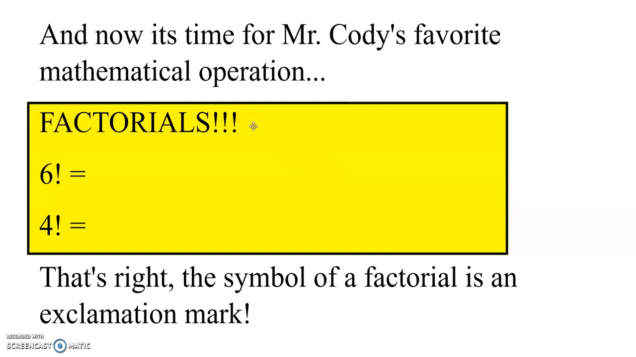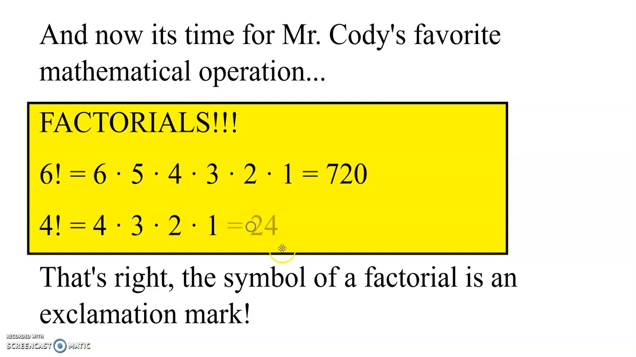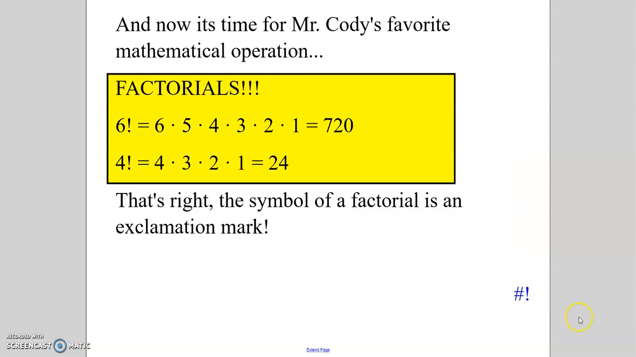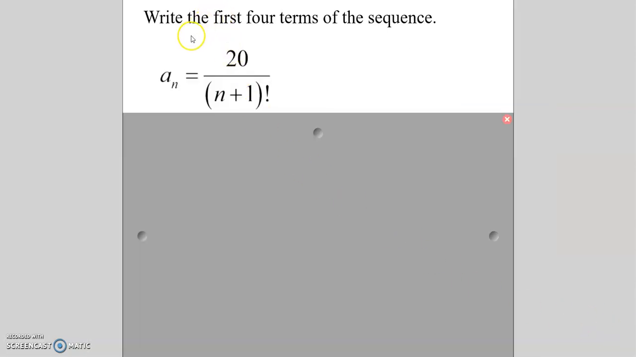Factorials. This symbol right here means 6 factorial, and the way you calculate 6 factorial is you do 6 times 5 times 4 times 3 times 2 times 1, and that is a total of 720. Another example, 4 factorial is 4 times 3 times 2 times 1, which is 24. And yes, the symbol of a factorial is an exclamation mark. It's super exciting. So this doesn't mean just 4, it means 4 factorial. Hashtag factorial.